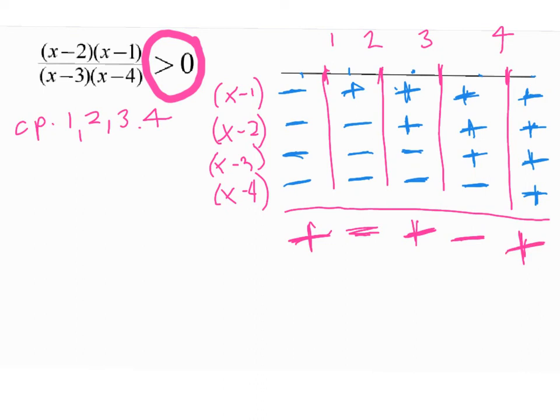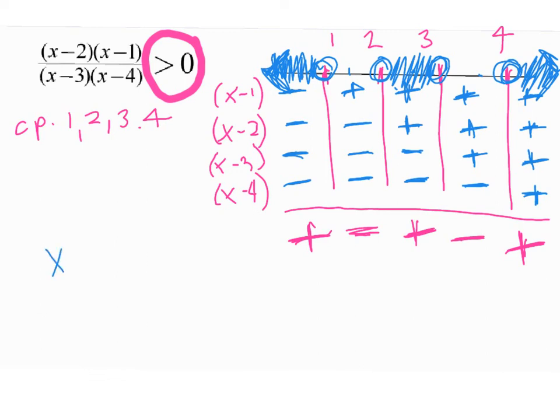So now we want to go back and look at which things are important to us. First of all, these all have to be open circles, right? Because we want where it's greater than, not equal to. I want to know where it's positive. So all these numbers over here give me positive answers. Numbers between 1 and 2 give me negatives. Between 2 and 3 give me positives. And bigger than 4 give me positives. And now I have to rewrite. So where x is less than 1, x is between 2 and 3, and x is greater than 4.